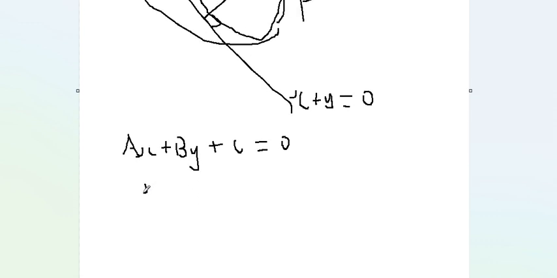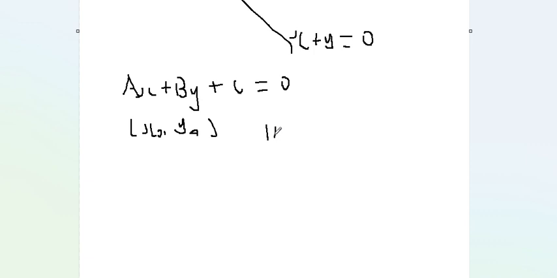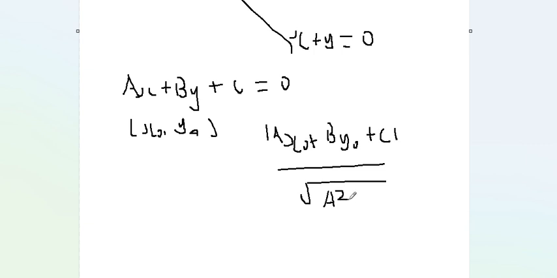Okay, so we actually need a distance formula here. Given the line ax plus by plus c equals 0, the distance to a point (x0, y0) will be the absolute value of ax0 plus by0 plus c, over the square root of a squared plus b squared. So this is our distance, the perpendicular distance.